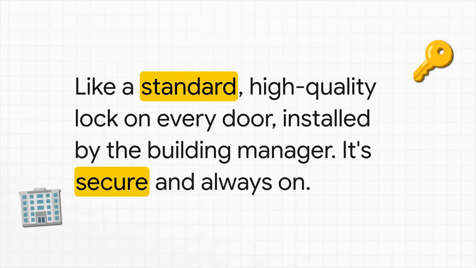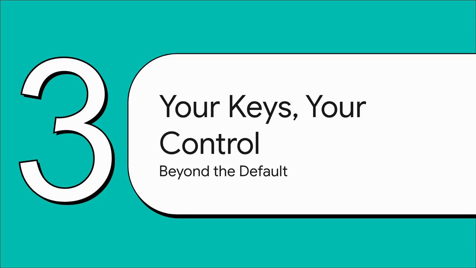Here's a great way to think about it. It's like your data is moving into a brand new apartment building. The building manager has already installed a really good, high-quality lock on every single door. You don't have to do anything. You don't have to call a locksmith. You're just secure from the second you move in. That's default encryption. But for our architect and her regulated workload, that standard lock, as good as it is, just isn't going to cut it. Why? Because the auditor doesn't just care that there's a lock. They need to know who holds the key. And that's what brings us to the next level.